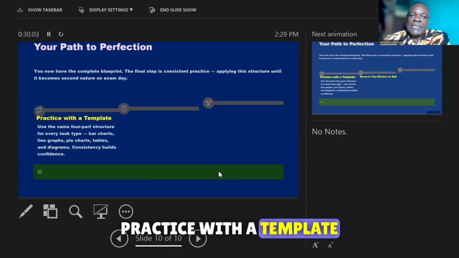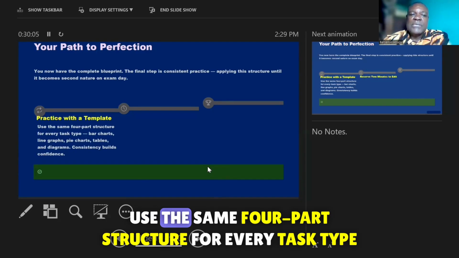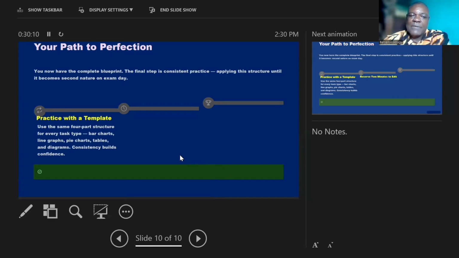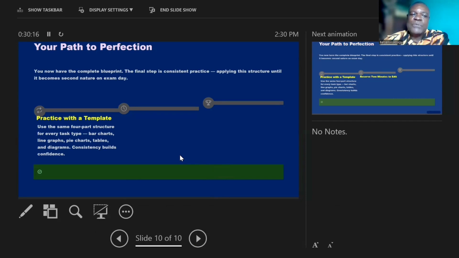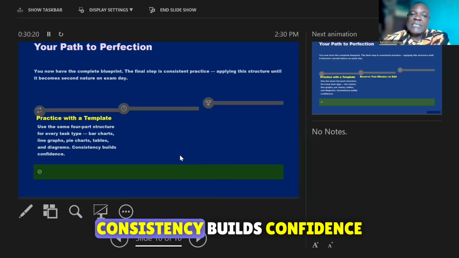Practice with a template. Use the same 4-part structure for every task type, whether they are bar charts, line graphs, pie charts, tables, or diagrams. Consistency builds confidence.